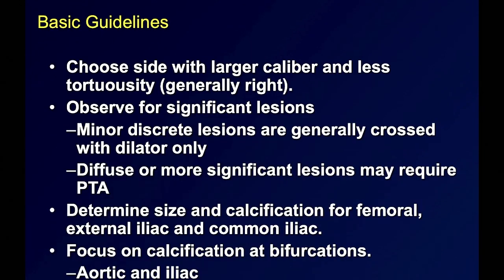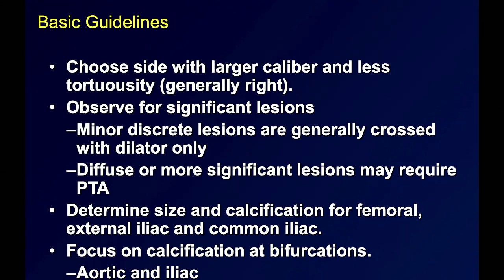So the basic guidelines: choose the side with the larger caliber and less tortuosity, right femoral or left femoral. The lower the bifurcation, the better it is. High bifurcations again have complications. Lower bifurcation, less tortuous, and larger femoral artery should be picked. Observe for any significant lesions. Anything less than 5 millimeters is not recommended for an Evolut valve. Anything less than 5.5 millimeters is not recommended for a balloon-expandable valve.